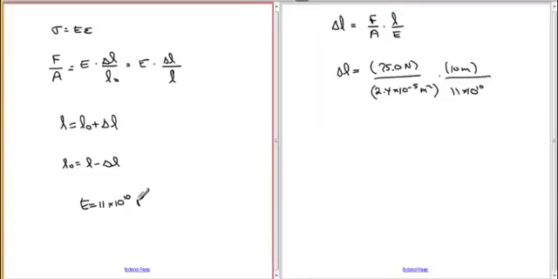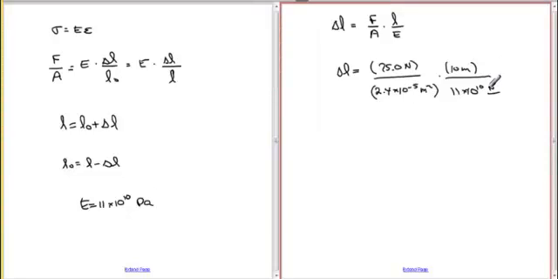The units are pascals, which are newtons per meter squared. And if we look at the units, newtons cancel out with newtons. I've got newtons per meter squared here. So this meter squared cancels that out, and I just landed with meters, which is what I'm looking for. Delta L should be meters, and it should be pretty small.